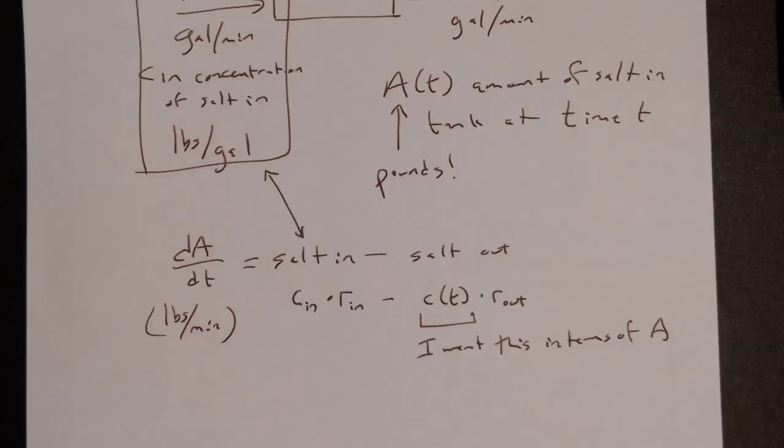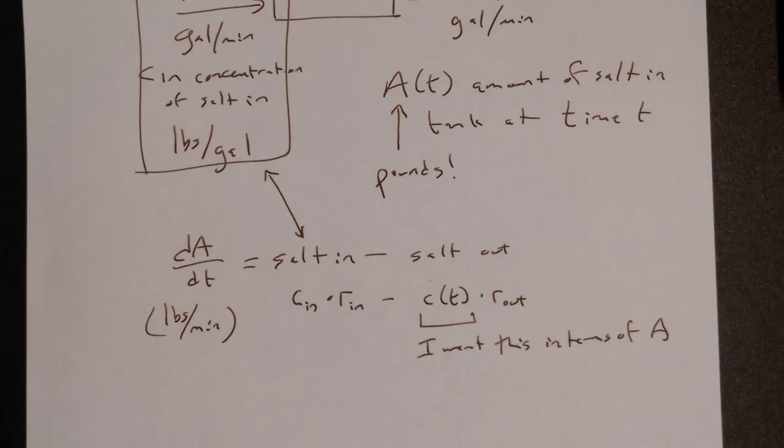No, I'm still only talking about the salt out. I don't want to change salt in because I'm pretty sure we got that one right. There's only one hose coming in, then there's all that mixing going on, right? Wait a minute, wait a second here. C of T is a function, and we don't know it. But what we do know is that we're looking for A of T. And A of T is pounds of salt. And you just said it: pounds per gallon times gallons would give me pounds.